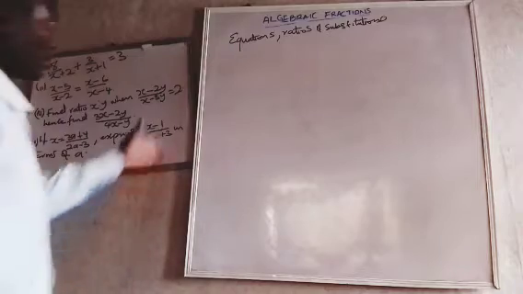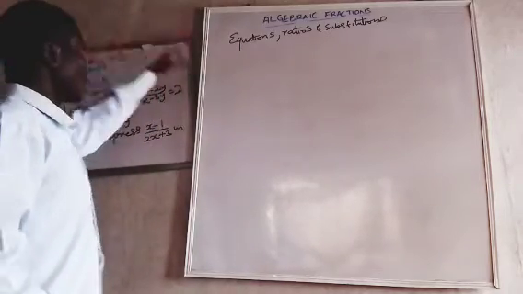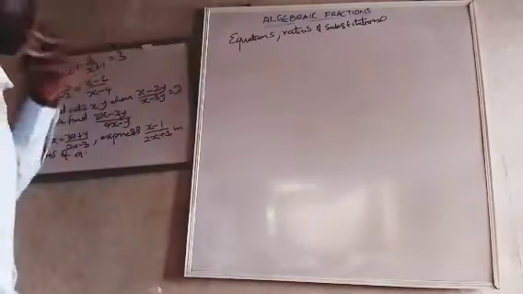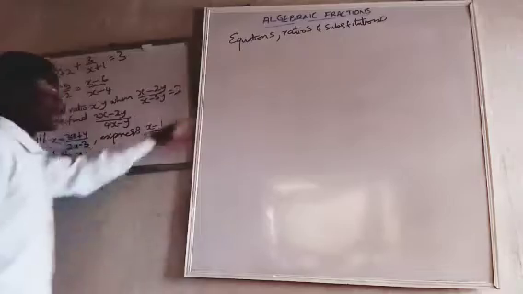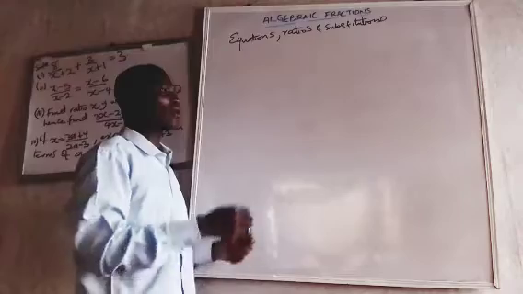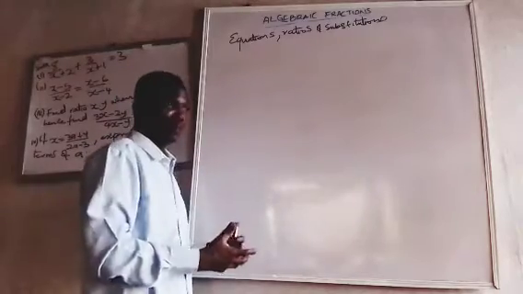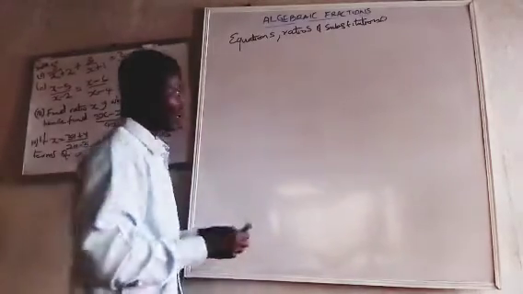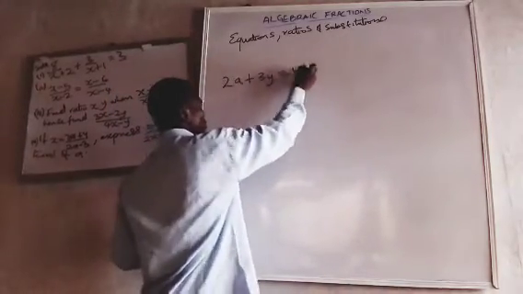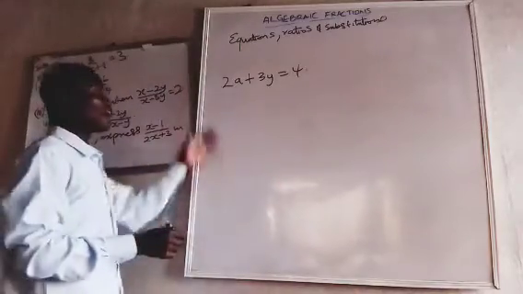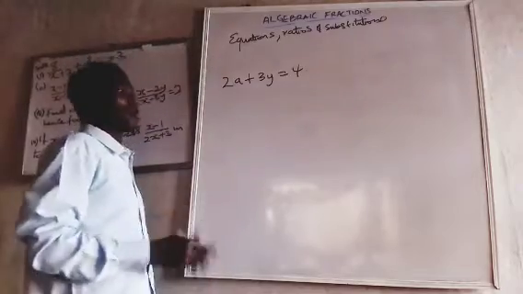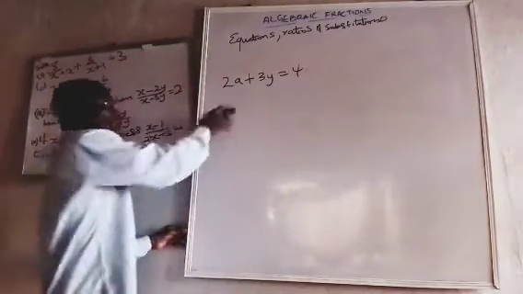Now, I would like us to briefly discuss equations, ratios, and substitutions in algebraic fractions. Concerning this, when we are talking about equations, we are talking about a situation where you can actually get a value for the expression written. Let's say like 2a plus 3y is equal to 4. You know, this is an equation. So, we also have situations like this in algebraic fractions. And in that situation, we might be able to find the value for x, the value for y, or what the expression is.